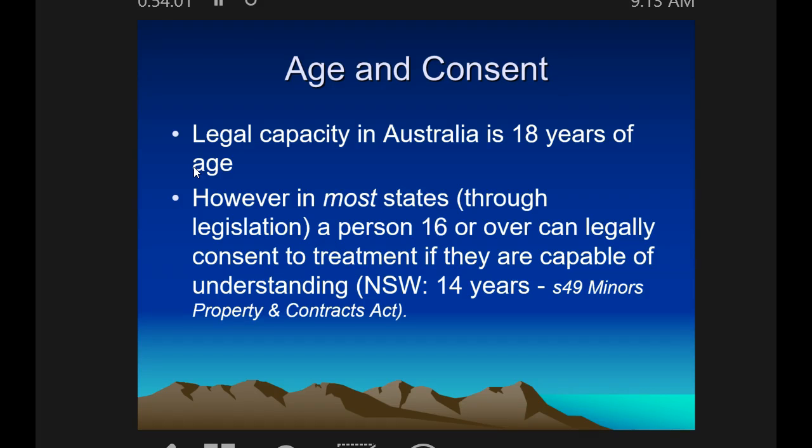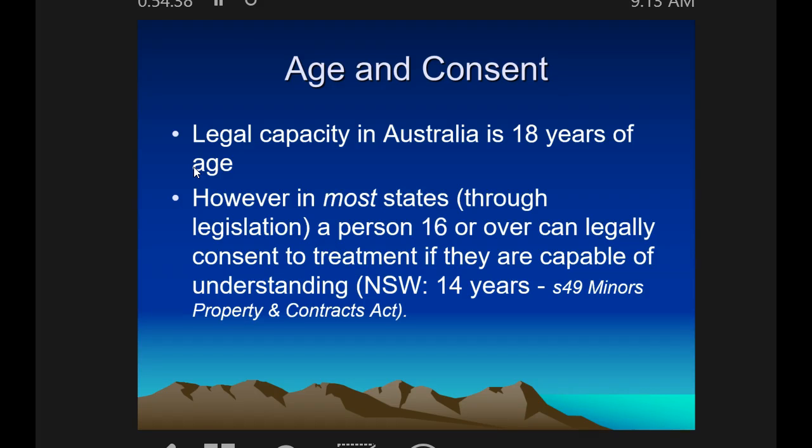In New South Wales, and it's dependent on a case-by-case basis, it can be 14 years under Section 49 of the Minors Property Act. It is a very complex area, guys, and for health professionals, particularly doctors, it's a serious matter when they've got someone who's a minor, particularly when their guardian or their parents are involved and the minor is going against their parents, and so on.